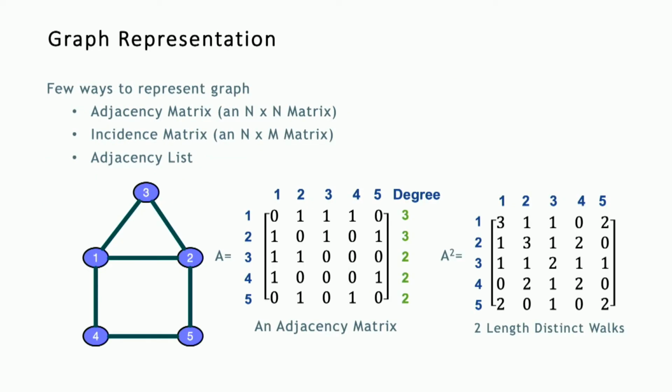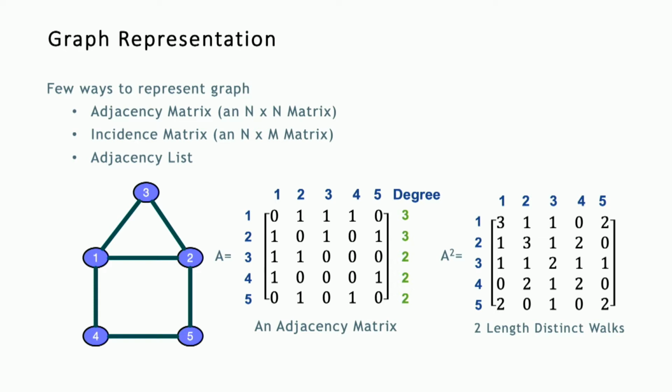How do you represent a graph? You can represent a graph by an n by n matrix, where n is the number of nodes. You could represent it by an incidence matrix, which is an n by m matrix, where m is the number of edges of that graph. And the third one is an adjacency list, which, if you're aware of a linked list, is basically what the representation is, where you have a node and it has the list of what nodes are adjacent to it. So that's what an adjacency list would be.